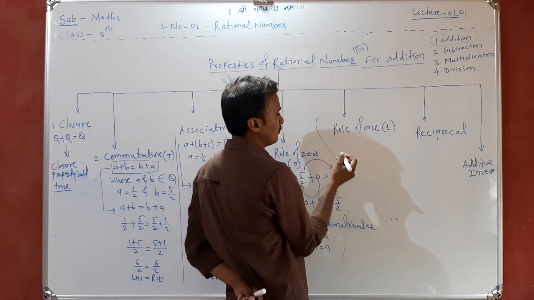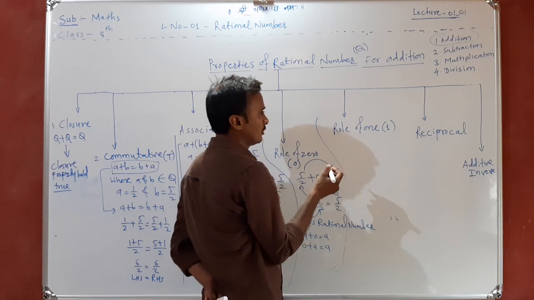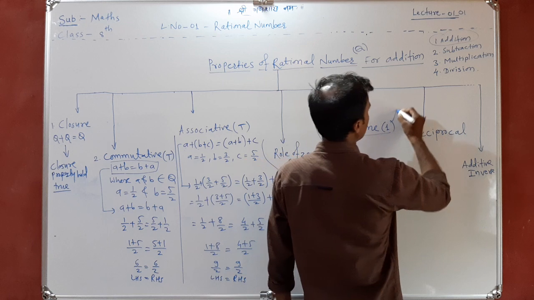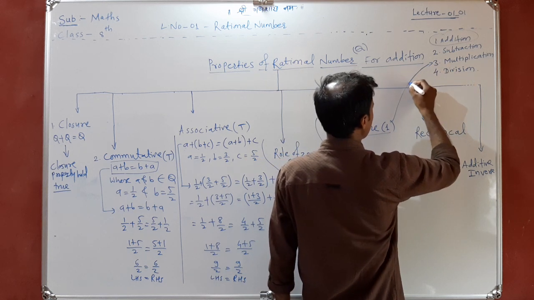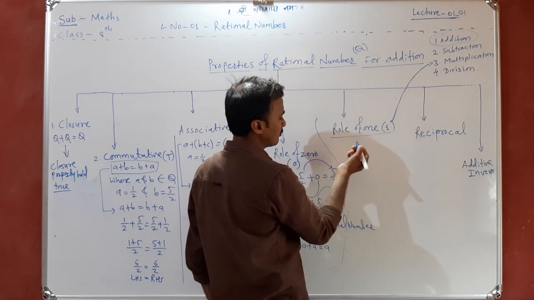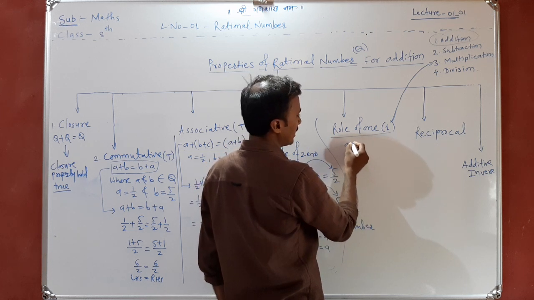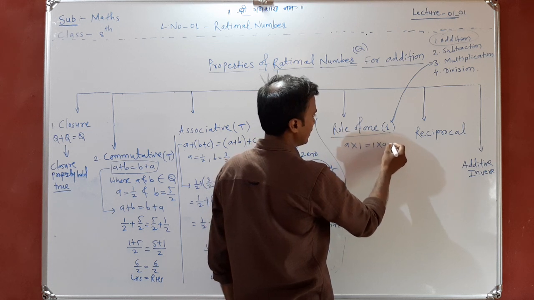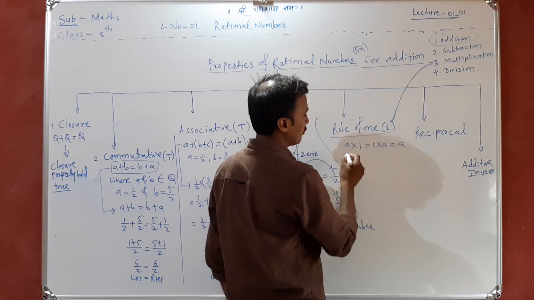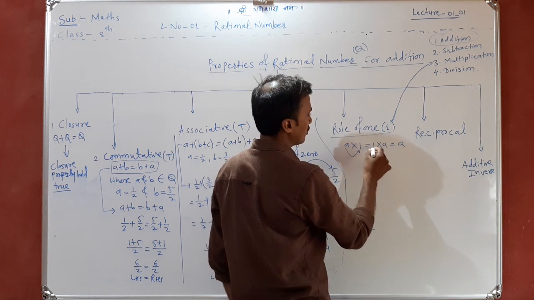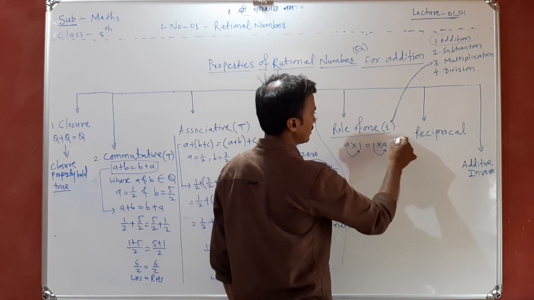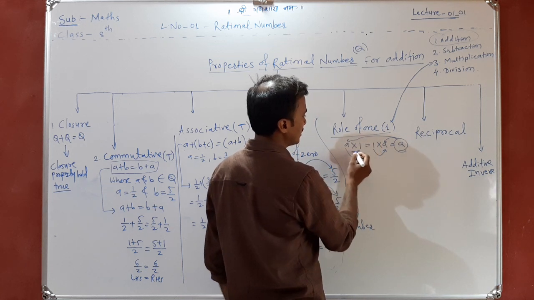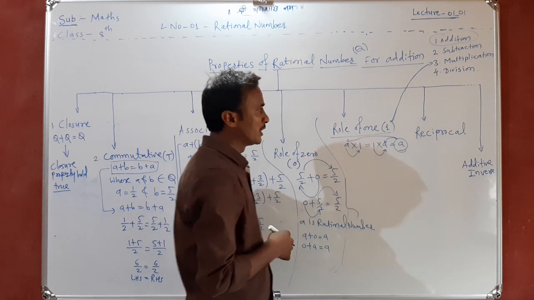Now see the role of 1. This property is related to multiplication. After that we are not going to cover it. Let us see what is the meaning of the role of 1. A multiplied by 1 is equal to 1 multiplied by A, and the solution we get is A. While multiplying A with 1, or 1 with A, the solution is the number itself, right? But this property is related to multiplication.